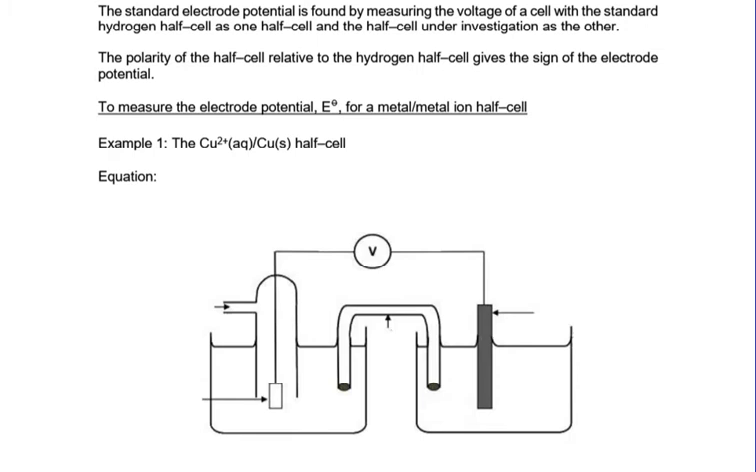Now, first thing we have to do is write an equation for that half cell. So they're the two species, copper 2 plus and copper. Remember that the equations all are written as reductions. So how would we do a reduction there? Is it copper 2 plus becomes copper? Is that reduction, or is it copper becomes copper 2 plus?